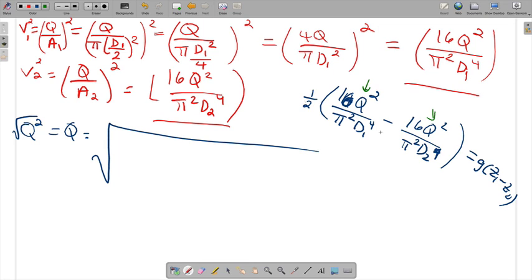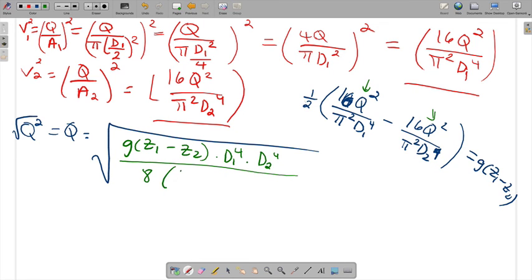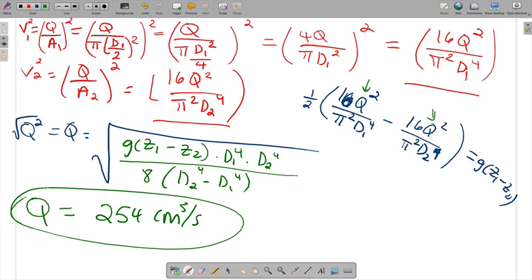what you're going to get is g times Z1 minus Z2, times D1 to the fourth times D2 to the fourth, divided by 8 times D2 to the fourth minus D1 to the fourth. Right? So you plug in the diameters D1, D2, plug in your gravity, and plug in this difference, the vertical difference, the 50 centimeters. You plug everything in, and in terms of centimeter units, you're going to get 254 centimeters cubed per second. Okay, and that's the flow rate that we're looking for.